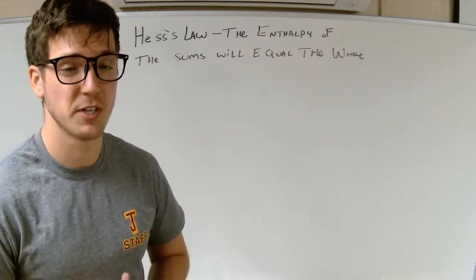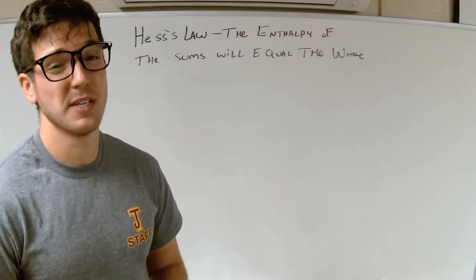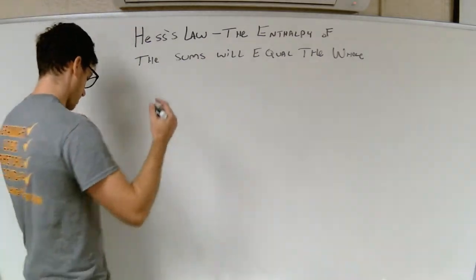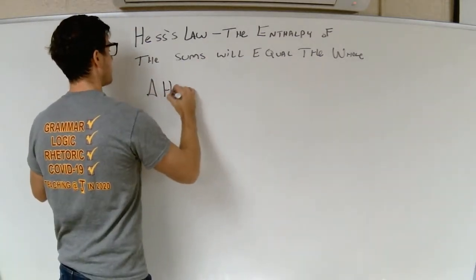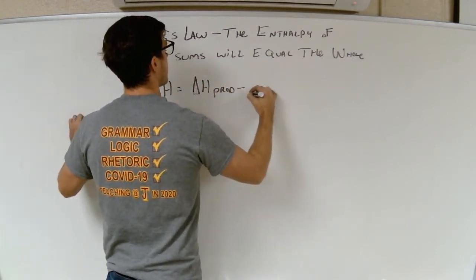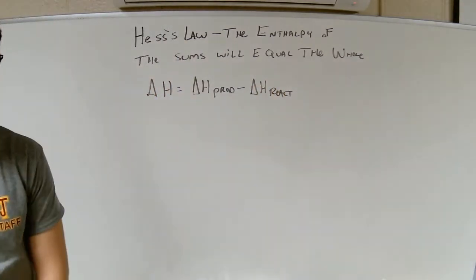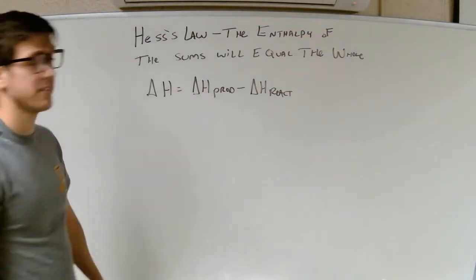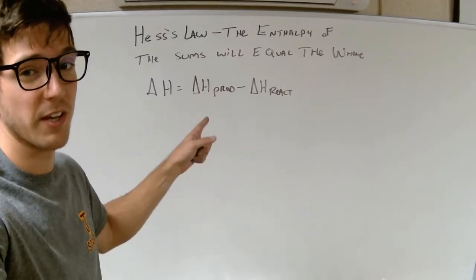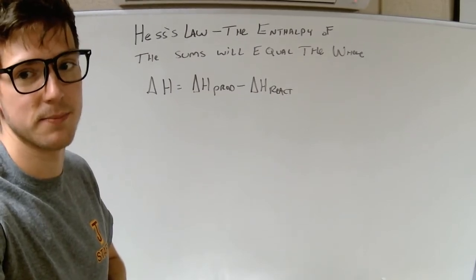So pretty much what we're going to be doing is looking at a bunch of enthalpies for reactants and products, and then subtracting those from one another in order to find our total enthalpy. So what we've got to know is delta H equals delta H of products minus delta H of reactants. I'm going to go ahead and put up an example for you guys, and we'll get right into this Hess's law of enthalpy of products minus enthalpy of reactants.